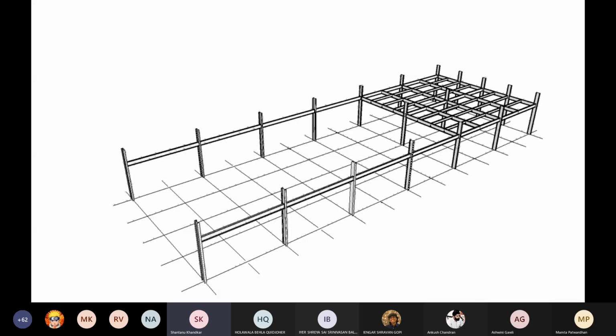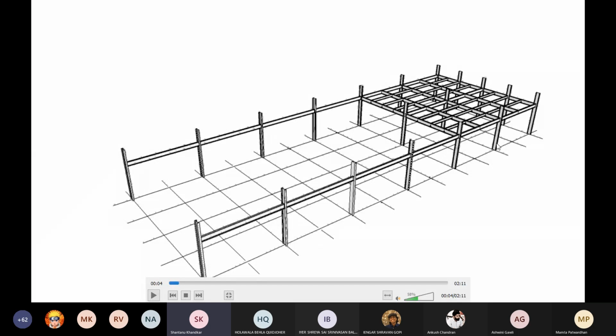What that does is break the span up into smaller spans. You can see one smaller span here and one here, and once I place these three primary beams, all I have to worry about is how to span across these shorter spans, which I have done by means of secondary beams. Once the secondary beams are in place, we then place the tertiary beams. So the primary beams rest on the columns, the secondary beams rest on the primary beams, and the tertiary beams rest on the secondary beams. This is how that grid is formed.